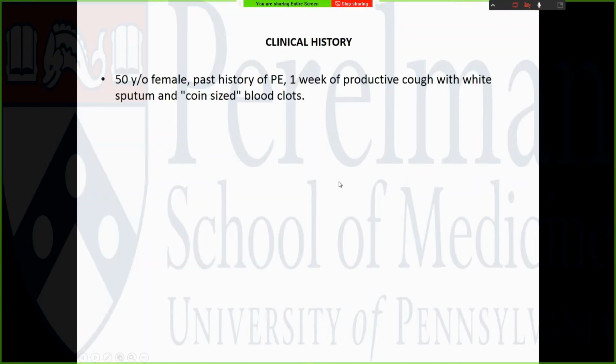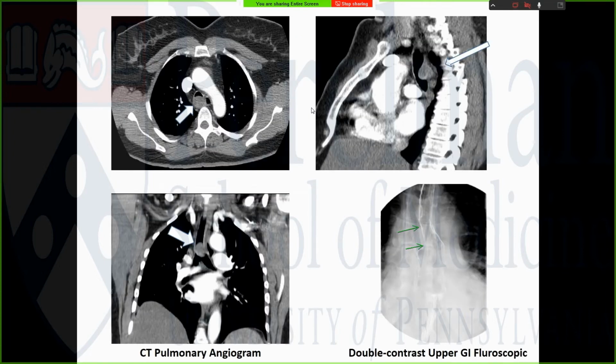So the first case I presented was about a 50-year-old female. She had a past medical history of pulmonary embolism and a week of productive cough with white sputum and coin-sized blood clots. Because of the history of PE and the symptomatology, her first exam was a CT pulmonary angiogram, but what they found was this mass here in the distal trachea, and the relation to the esophagus was not very clear. So they did a double contrast upper GI, which showed a smooth, extrinsically pushing mass, but no direct primary tumor was seen in this study.